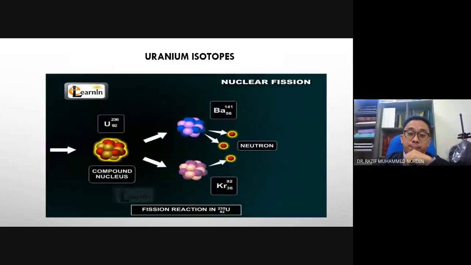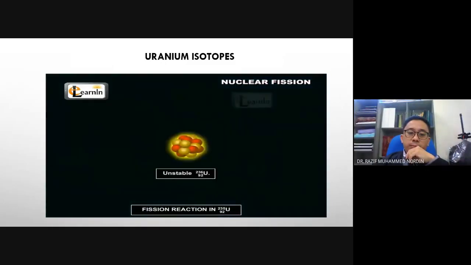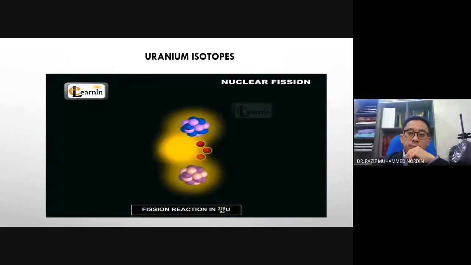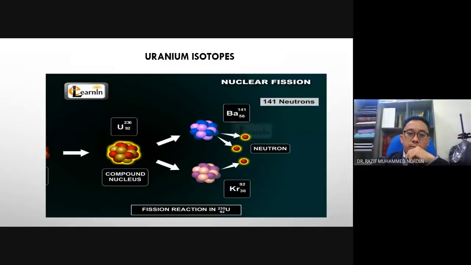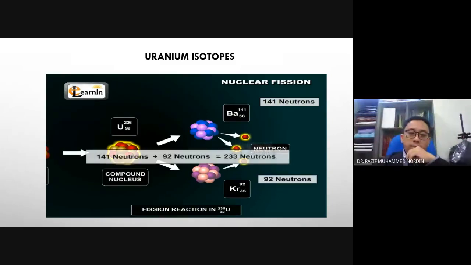During the fission process, uranium-236 splits into two product nuclei, which are barium-141 and krypton-92. You should notice that a barium atom has 56 protons and a krypton atom has 36 protons, which add up to the uranium atom's 92 protons. The unstable uranium-236 nucleus also releases 3 neutrons in the process. This happens because barium-141 has 141 neutrons and krypton-92 has 92 neutrons, adding up to a total of 233 neutrons. To balance the equation, uranium-236 must emit 3 more neutrons.